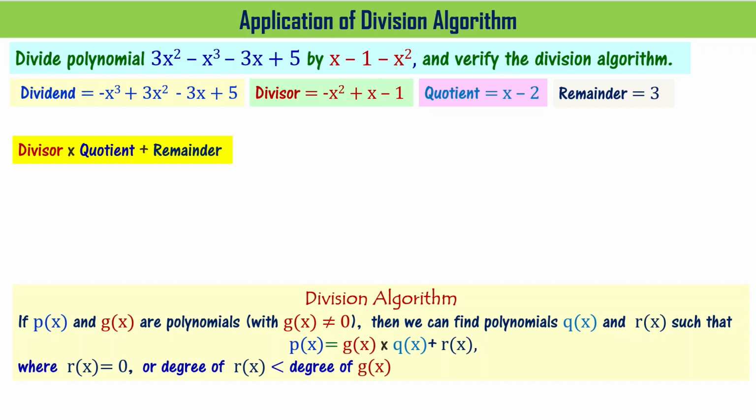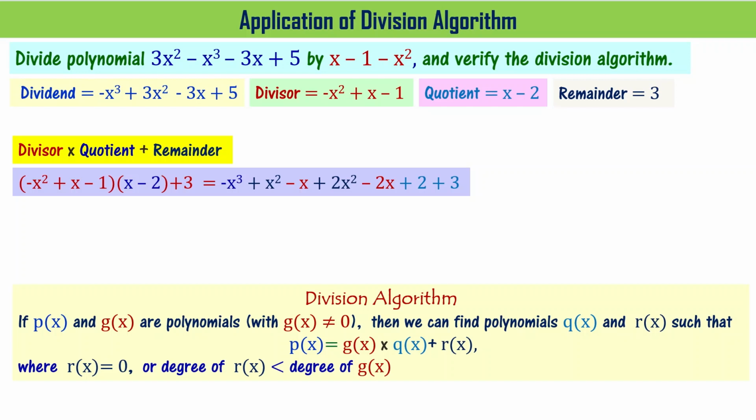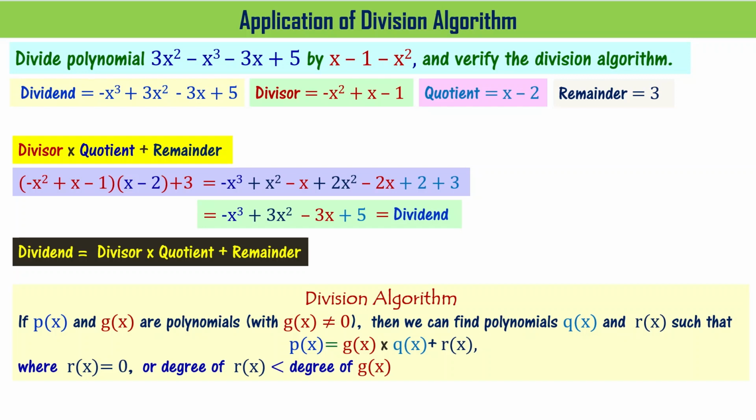Let's find the expression for divisor times quotient plus remainder. That can be written as minus x square plus x plus 1 times x minus 2 plus 3. When you do multiplication, you get a lengthy expression like this. You simplify it such that you get minus x cube plus 3x square minus 3x plus 5 as the answer. That is exactly equal to your dividend, right? It means dividend equal to divisor times quotient plus remainder. This is what exactly the division algorithm is saying, right?